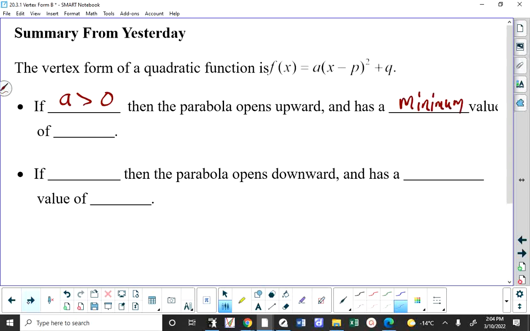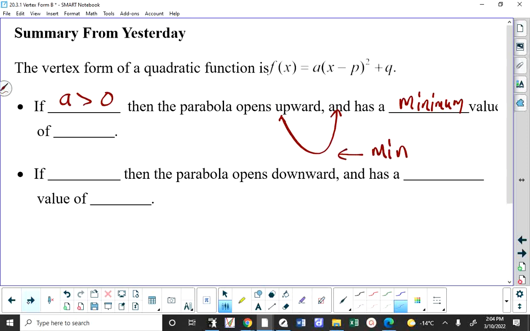This is something that could easily catch you, because you have these positive words. A is greater than 0. You're thinking positive. And then we say it opens upward. You think up, that's positive. And your brain can easily be cajoled into thinking maximum because of all these positive words. But if you look at what a parabola that opens upward looks like, it has a minimum.